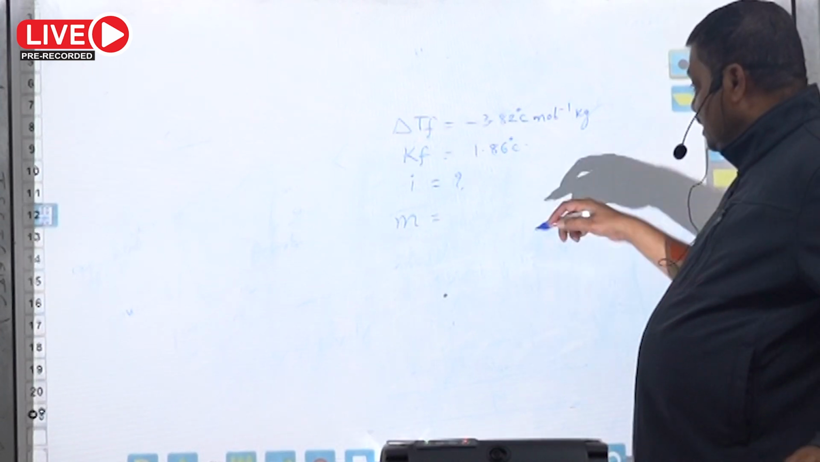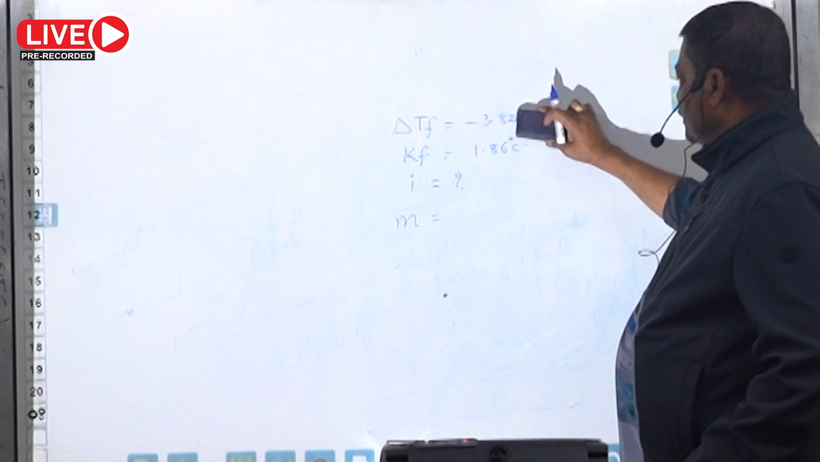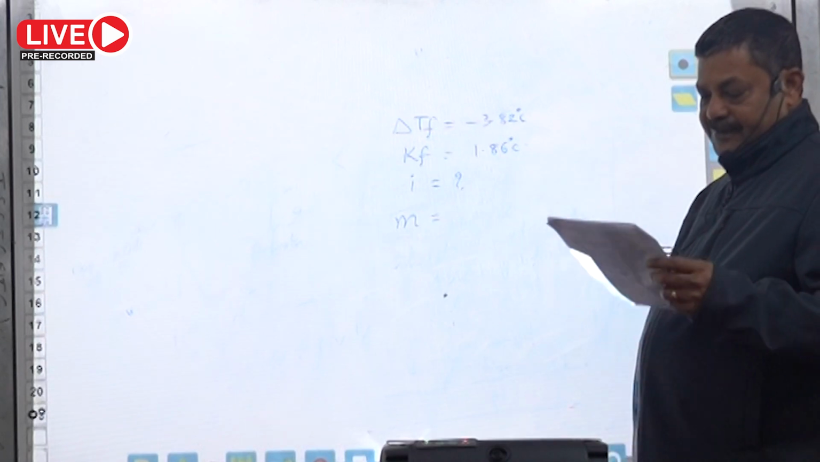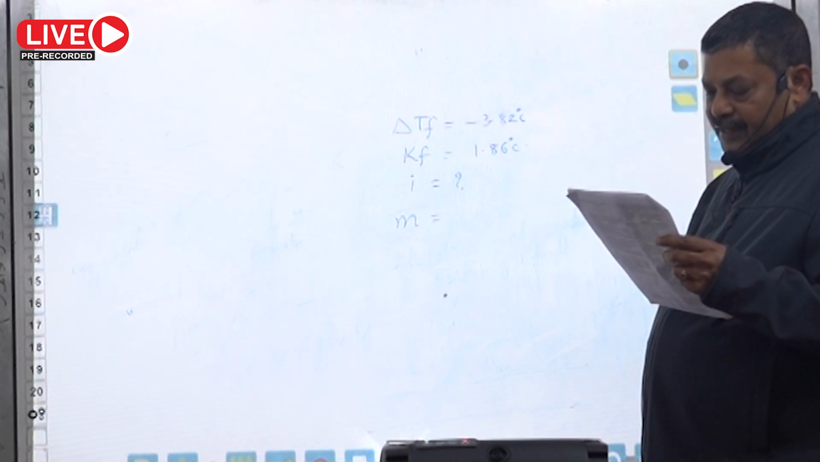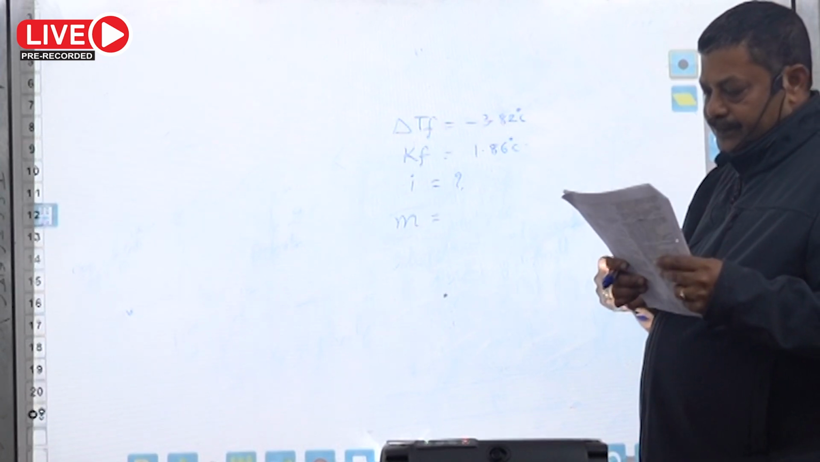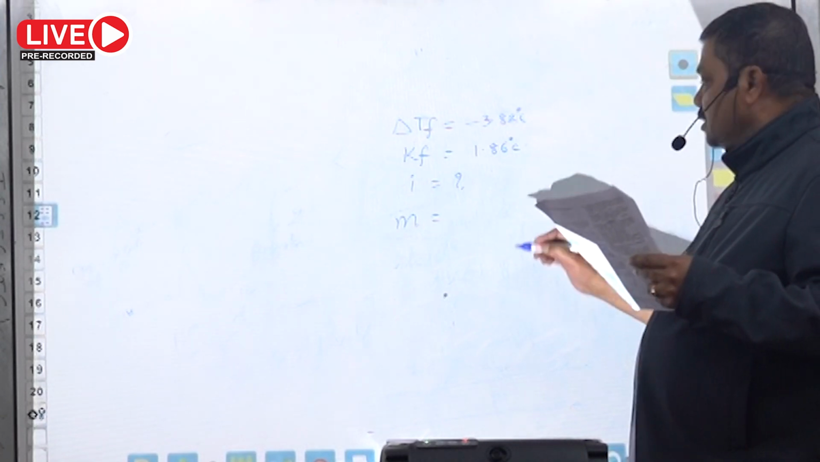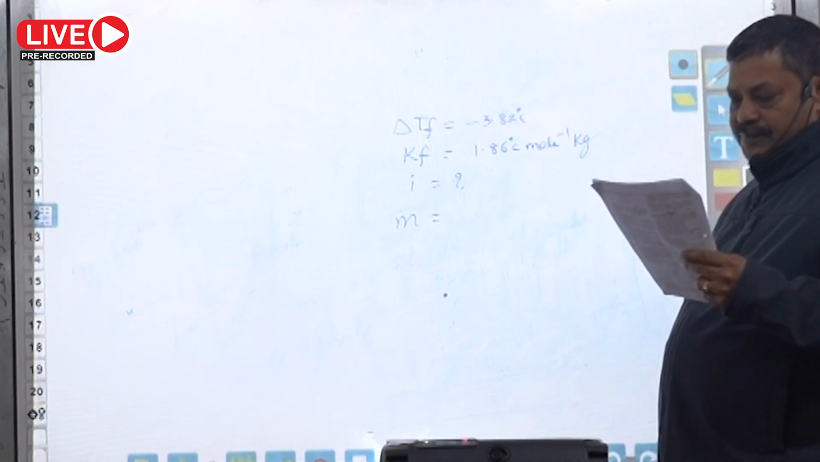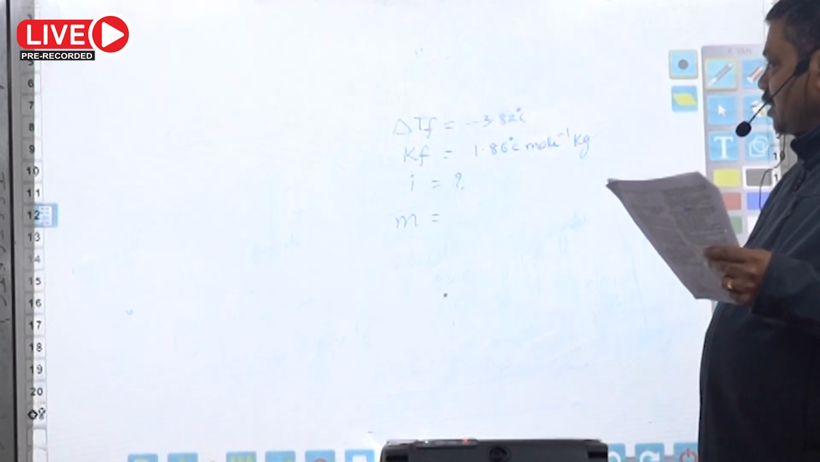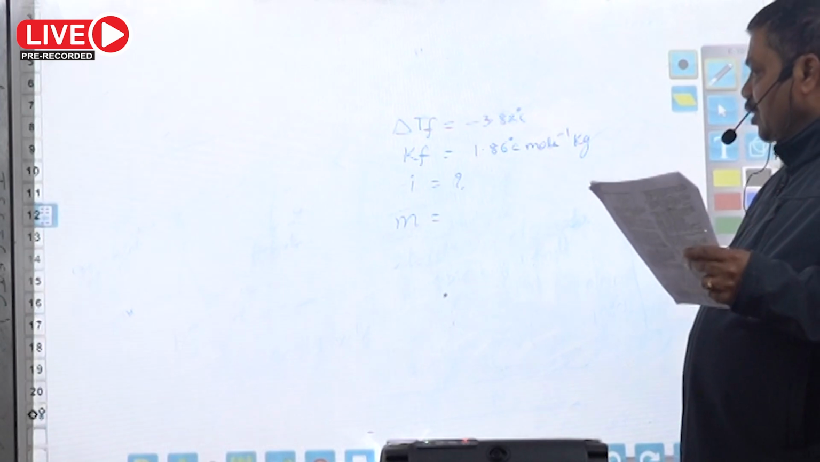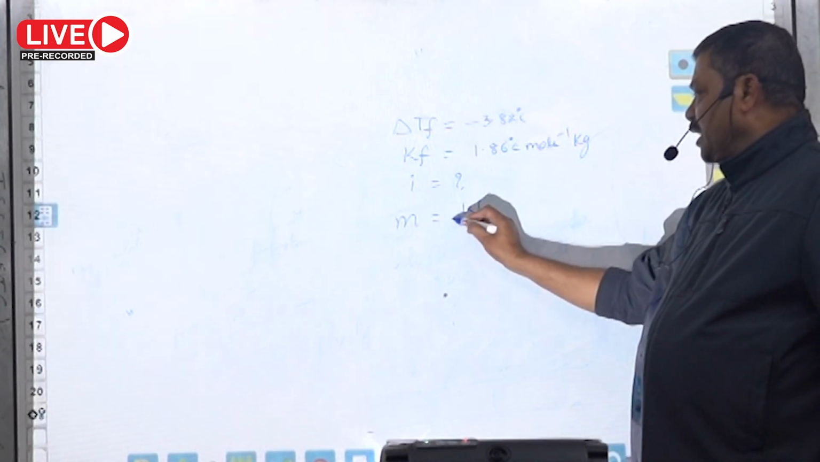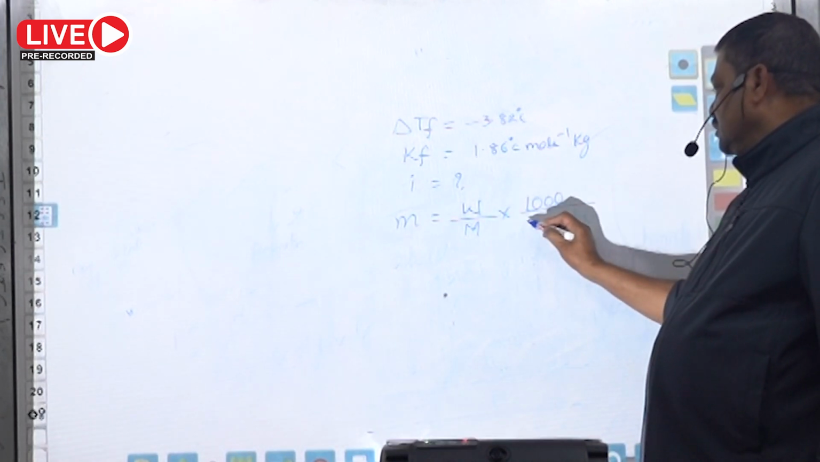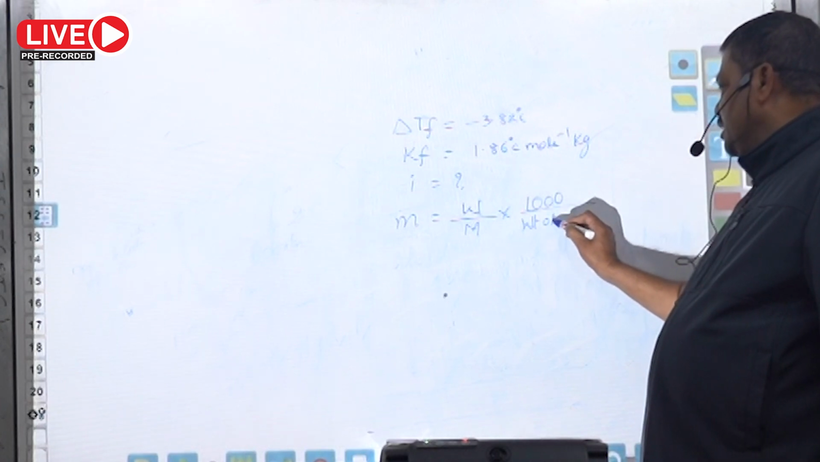Sorry, what are the KF units? What have they given? Centigrade, mole inverse, kg. Correct? I we have to find out. For molality, weight by gram molecular weight into 1000 by weight of solvent in grams.